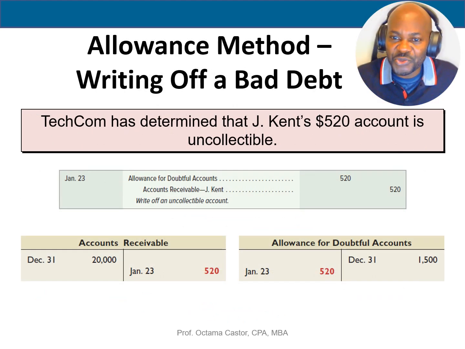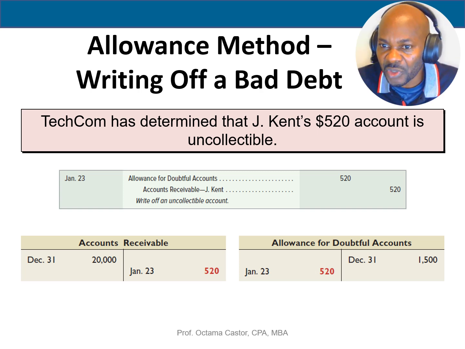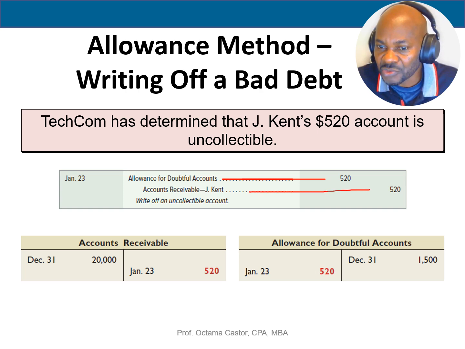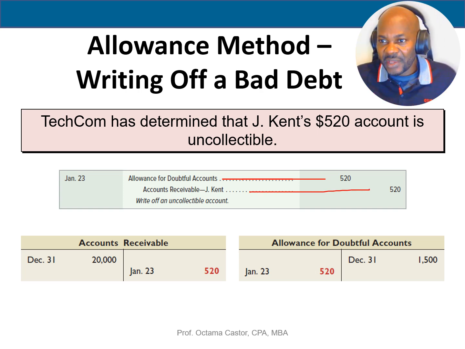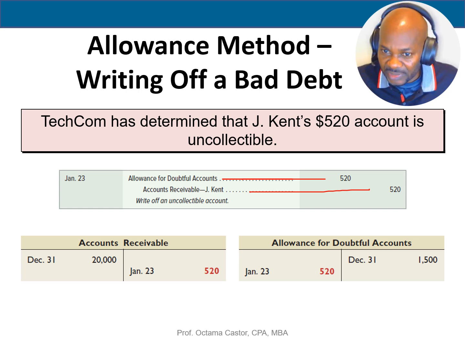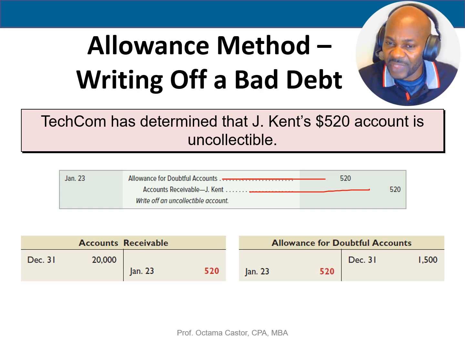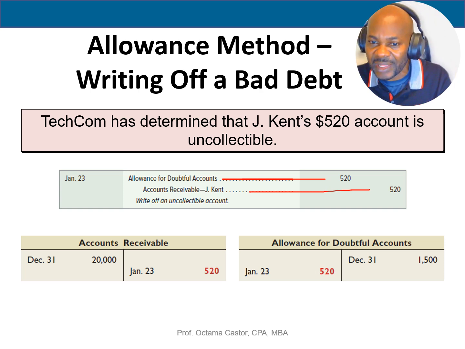Okay, so now that you have established your allowance for doubtful accounts, you have a customer's account receivable that becomes uncollectible. J Kent's $520 account is now uncollectible. What do you do? You book an entry to debit the allowance for doubtful accounts and to credit the accounts receivable for J Kent. So that is the entry to write off the account. Notice you do not debit bad debt expense. That's when you use the direct write-off method to write off the account. You debit bad debt expense and credit accounts receivable.